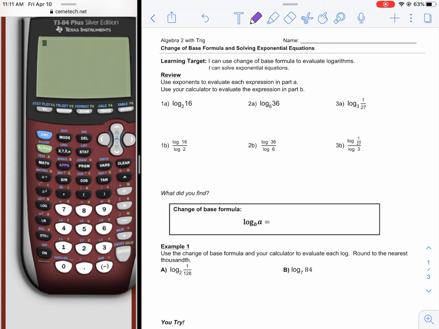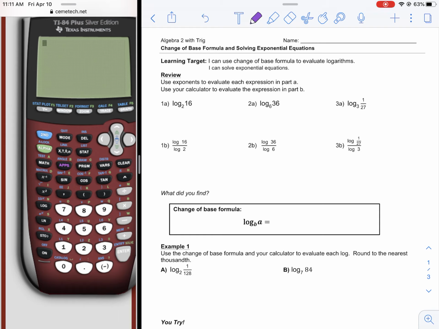Our topic today is going to be something called the change of base formula, and we're going to use that to solve some exponential equations. So we have two learning targets. The first is I can use the change of base formula to evaluate logs, and then I can solve exponential equations. We're going to review how to solve by getting the bases to be the same, and then I'm also going to introduce a new method where we change our exponential equation into log form.